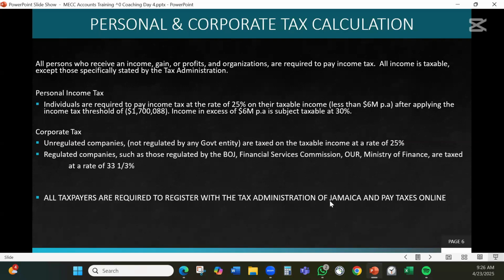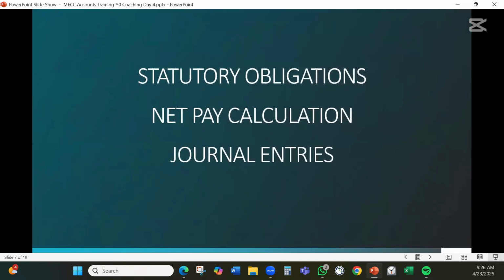So let's go. We're going to look at how to calculate the pays, the net pay. We're going to look at what is the liability for the company, because one of the things we need to remember is that as long as we have employees, we are required to pay taxes based on what the employees would have earned.